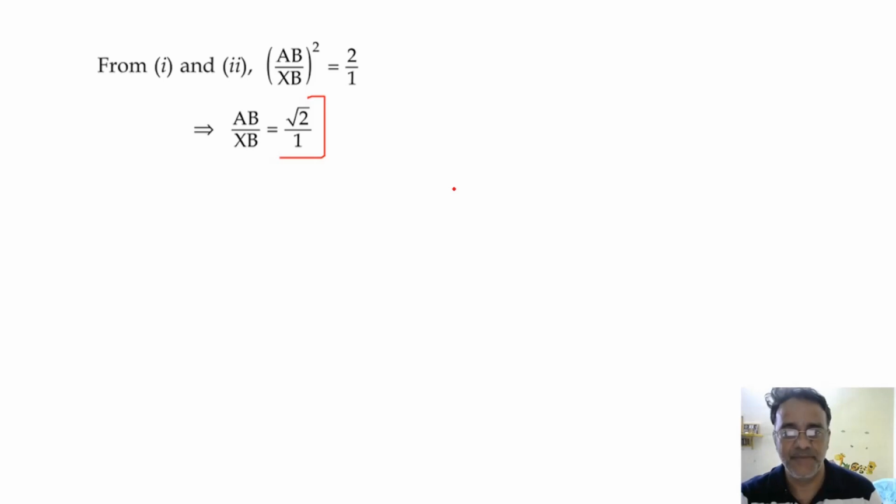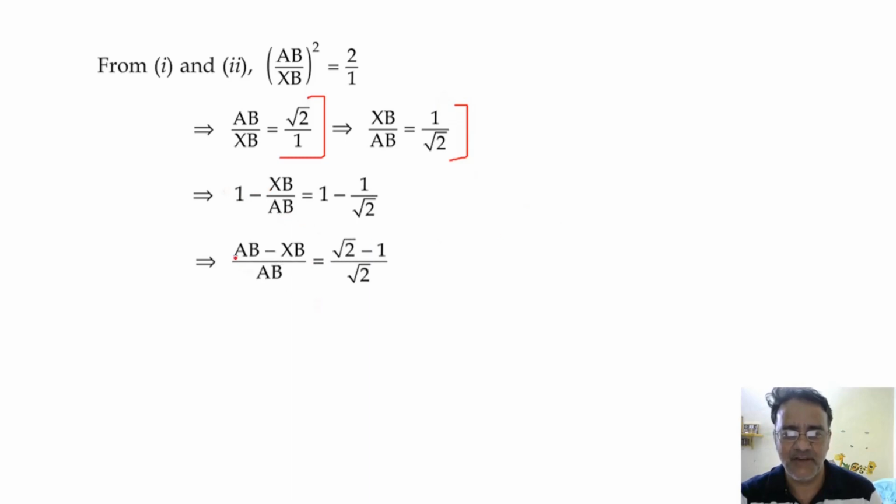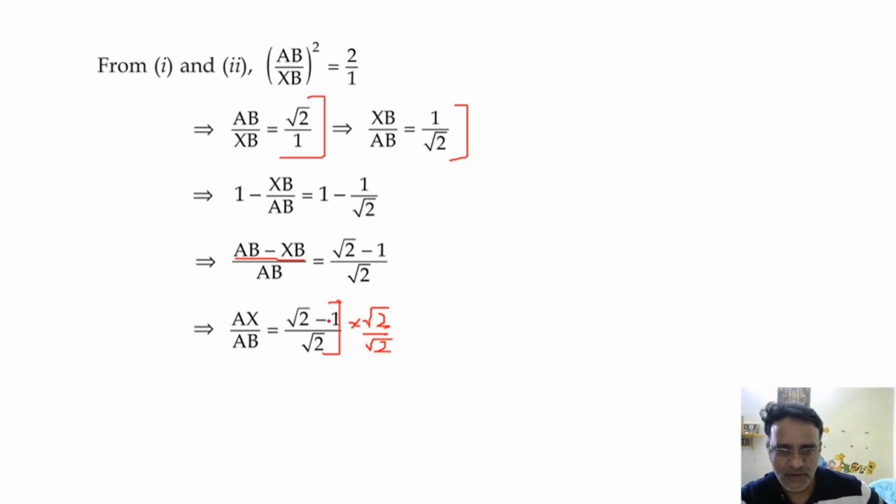Yes, sir. Okay. Now we'll take the reciprocal क्योंकि हम लोग को AX upon AB चाहिए. Now we will subtract from 1. Take LCM. Now AB minus XB will be AX and here root 2 minus 1 upon root 2. This is the answer. Now if you rationalize, if you multiply root 2 by root 2, what you will get? 2 minus root 2 upon 2. That is the final answer.